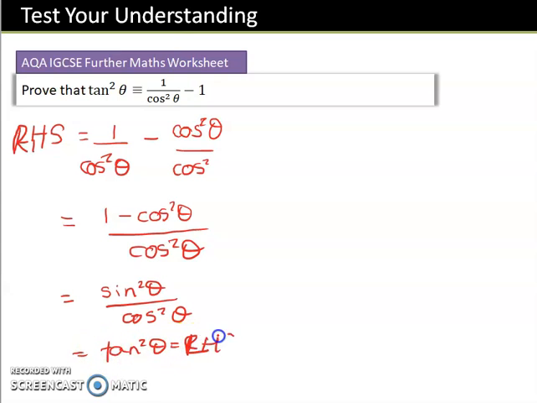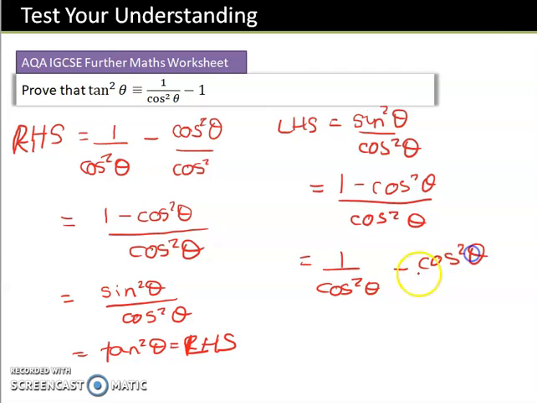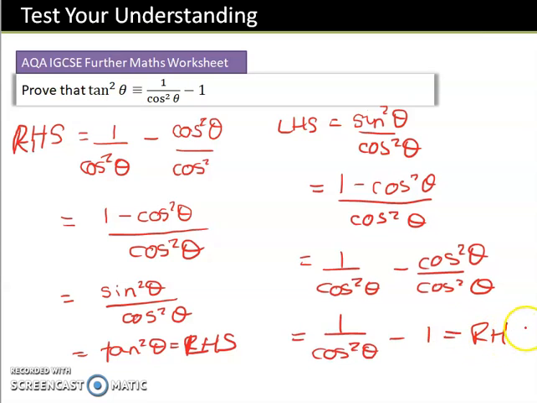Oh, left hand side. Okay, if I started with my left hand side, I would say, I've got sine squared theta over cos squared theta. And then, because I've only got cos left on that side, I might want to say, well that equals 1 over cos squared theta, so literally I'm doing the reverse. So I've got 1 over cos squared theta minus cos squared theta over cos squared theta. Gives me 1 over cos squared theta minus 1.